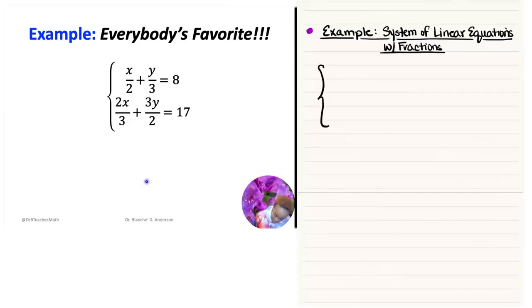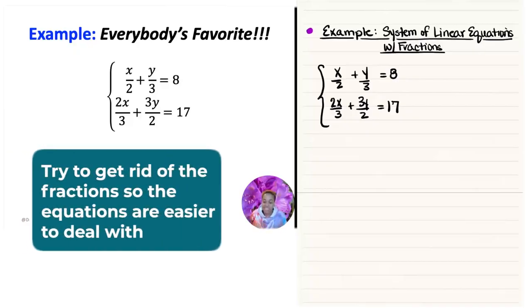Okay. So it's x over 2 plus y over 3 equals 8. And then I have 2x over 3 plus 3y over 2 equals 17. Y'all, don't make it hard. Y'all know y'all don't like fractions and y'all know y'all don't like decimals. So what you do is get rid of them first.